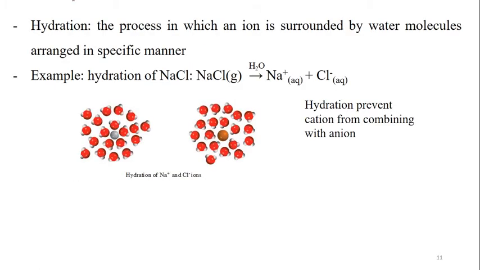We use some terms when we explain the dissolving of a solute in water. Usually we name this process hydration. The hydration process is dissolving ions, or surrounding the ions, by water molecules, arranged in a specific manner. If I look at the hydration of sodium chloride into sodium ions and chloride ions, I can see that the sodium ions will be surrounded by water molecules, and the chloride ions will be surrounded by water molecules. This is what I call hydration of the sodium and chloride ions in water.